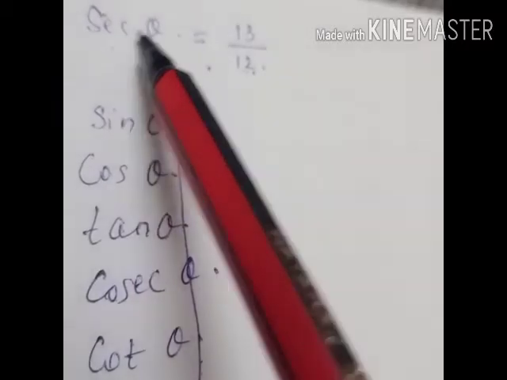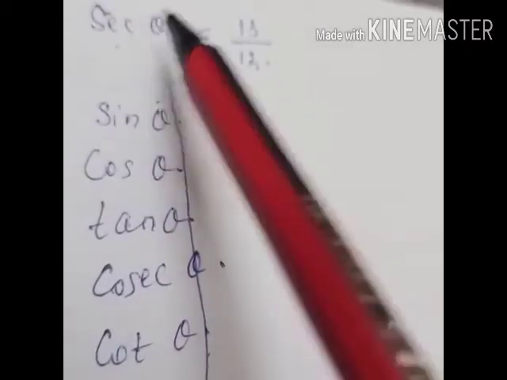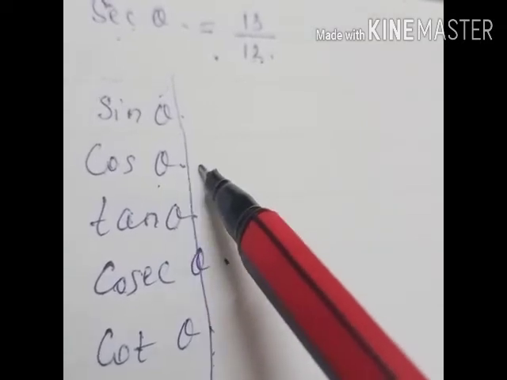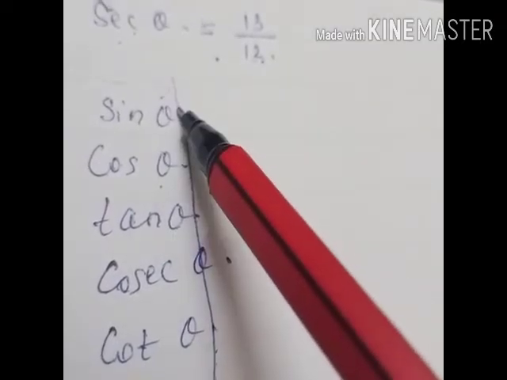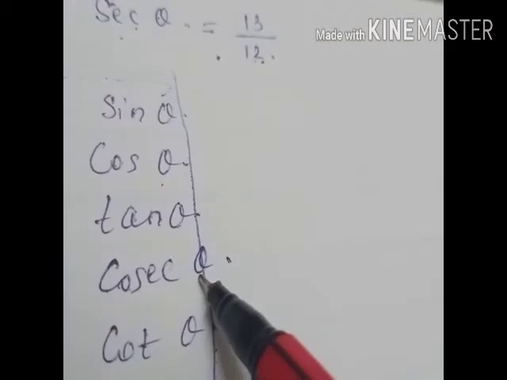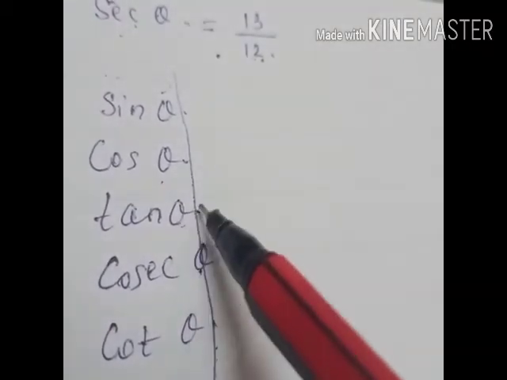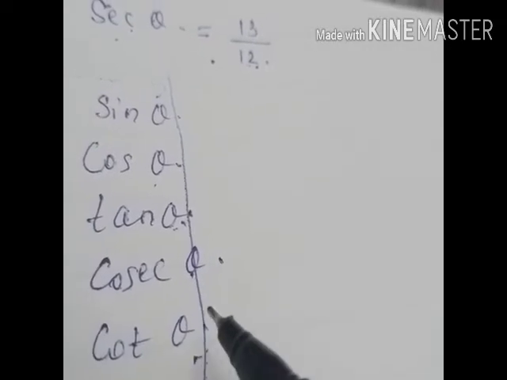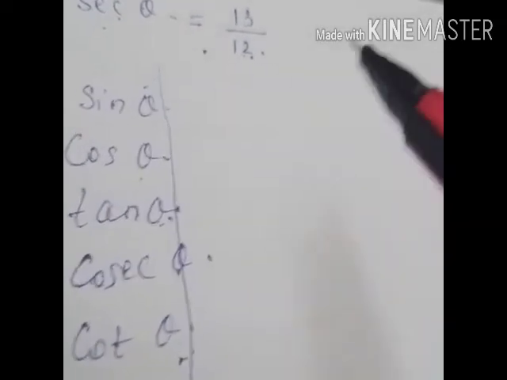So sec is given. So the reciprocal of sec is cos, so we will get the value directly. Then we have to find sin theta. Its reciprocal is cosec. Then we have to find tan theta. Its reciprocal is cot. Anyway, we have to draw the figure first.